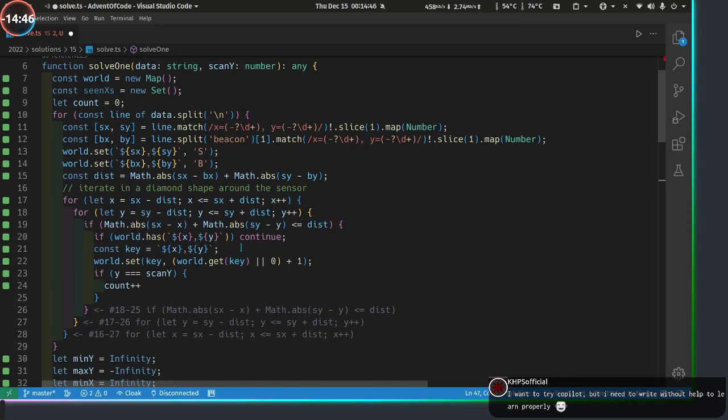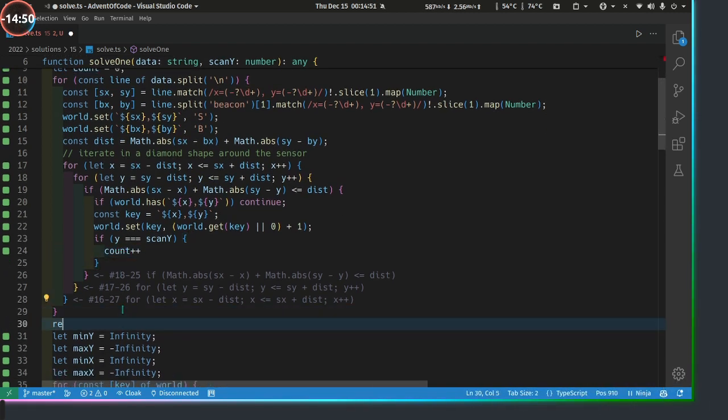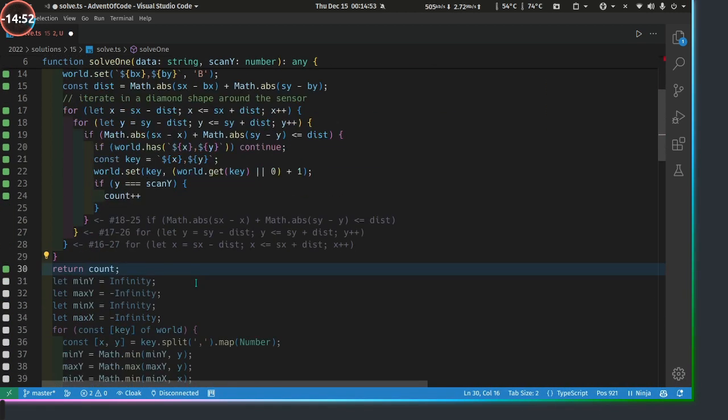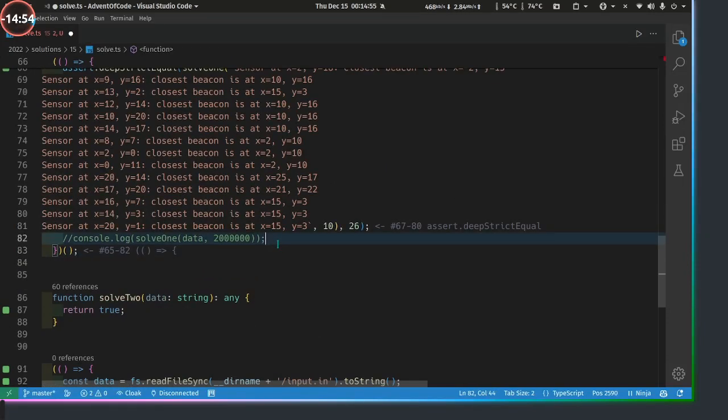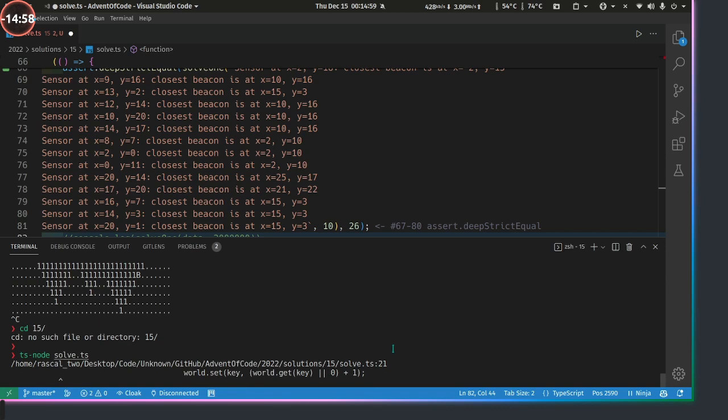World has X, Y, Y equals scan Y count. Can I not return count here? Yeah, the count is correct. Did we run? No, no, no. What have you errored on?